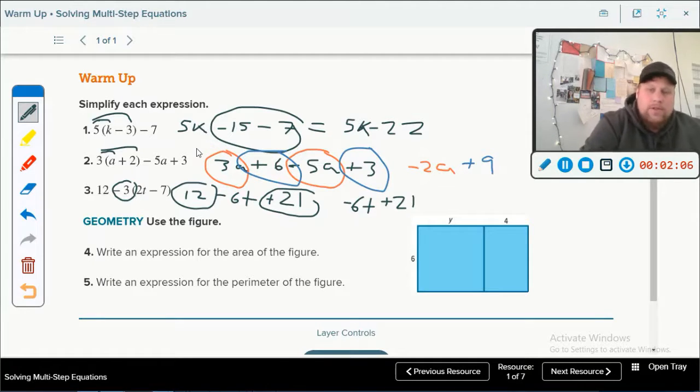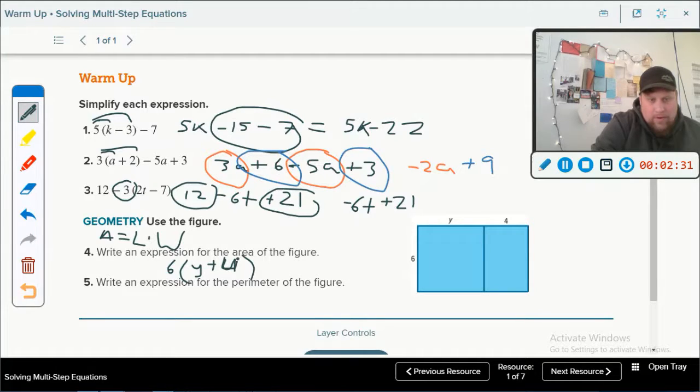Write an expression for the area. Well, area is length times width, right? So it's going to be 6 times, and what's my width? It's going to be y plus 4. Because again, area is length times width. I know, y plus 4. It's not the best 4 I've ever drawn, but we'll get through it.